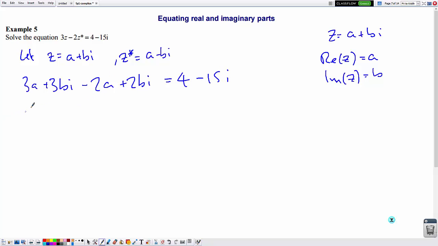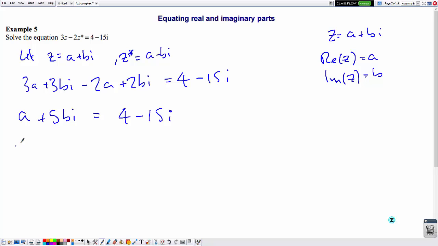Let's gather terms here. So let's gather my real parts and my imaginary parts, so the bits with the i's and the bits without the i's. So I've got 3a minus 2a, so that's just a. And I've got 3bi plus 2bi, so that's 5bi. So I've got a plus 5bi, and that's equal to 4 minus 15i.